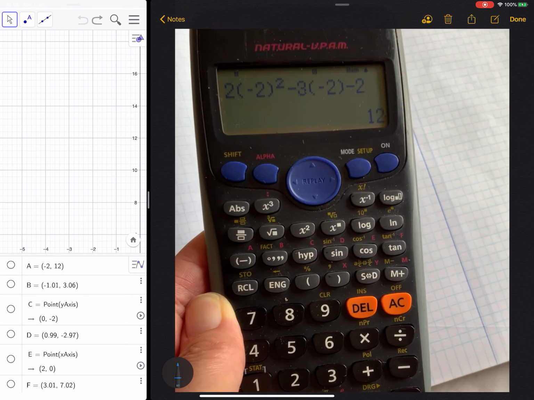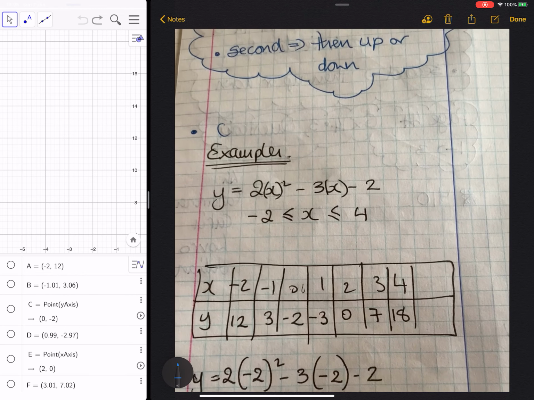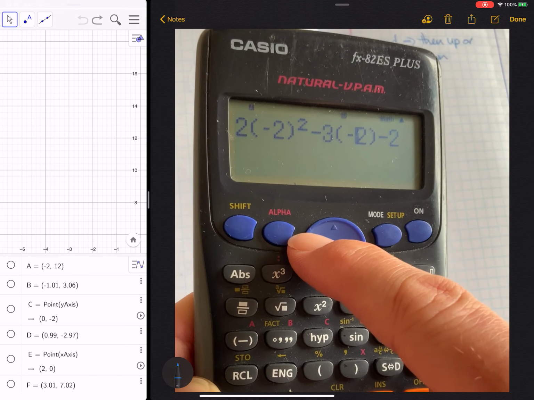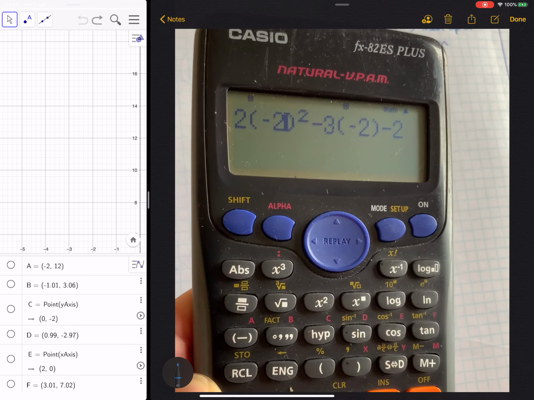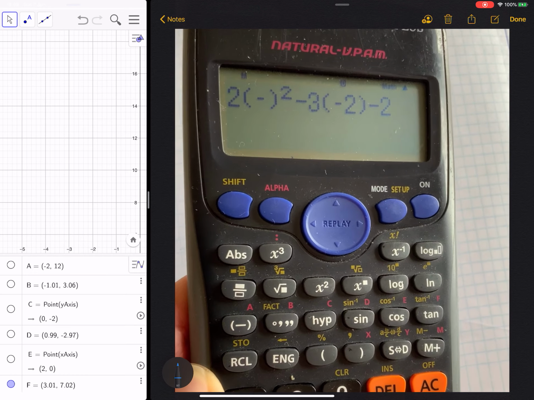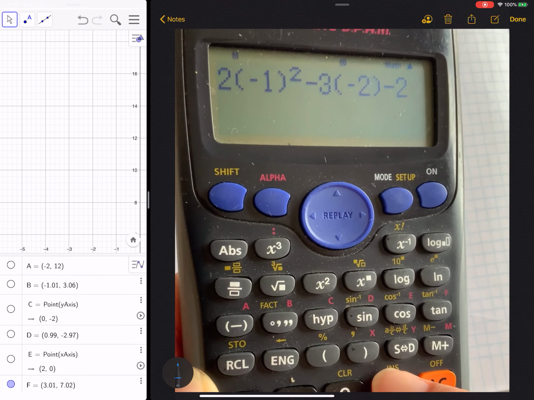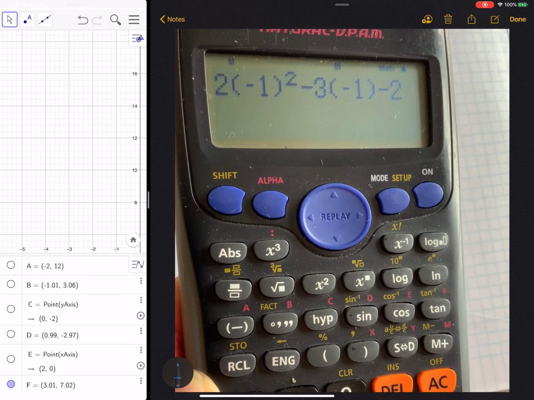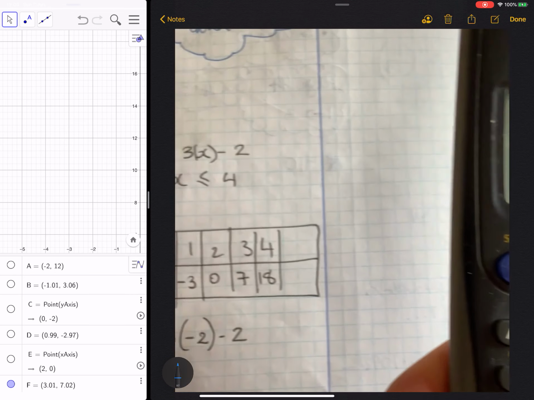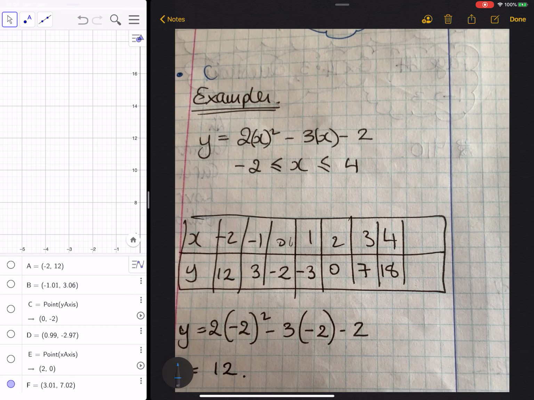12. Now to input all of the other values, because we have to input all of the values between minus 2 and 4, we simply scroll back into what we wrote, and then I delete my 2 and I put 1, and then I scroll along and I delete my 2 and I put in 1 and I press equals, and there I get my value of 3. Okay, and so on and so forth, and I continue until I get all of my values.